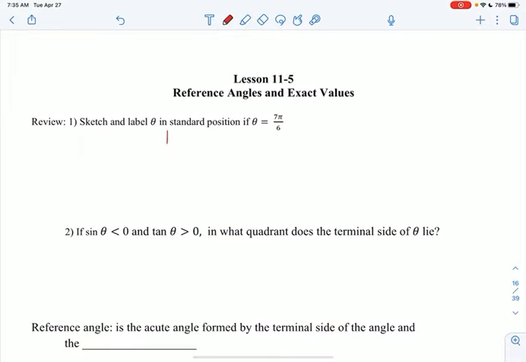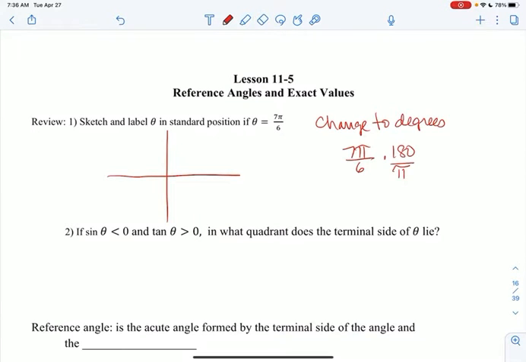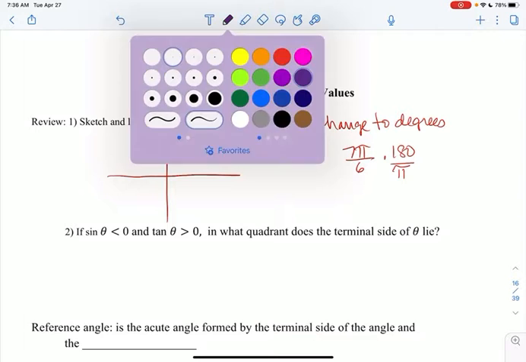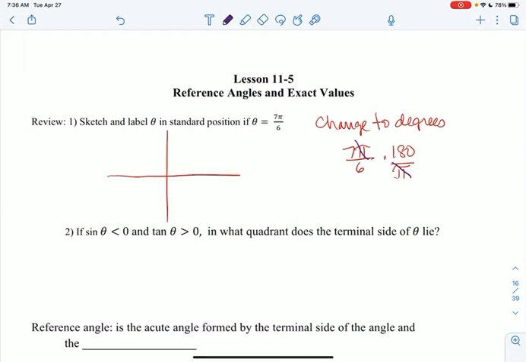Alright, so let's draw an xy axis. Now 7 pi over 6, let's change to degrees. So if I have 7 pi over 6, to change radians to degrees, I multiply by 180 over pi. So now the pi's are going to cancel. 6 is going to go into 180 30 times, and 7 times 30 is 210. So I have 210 degrees.